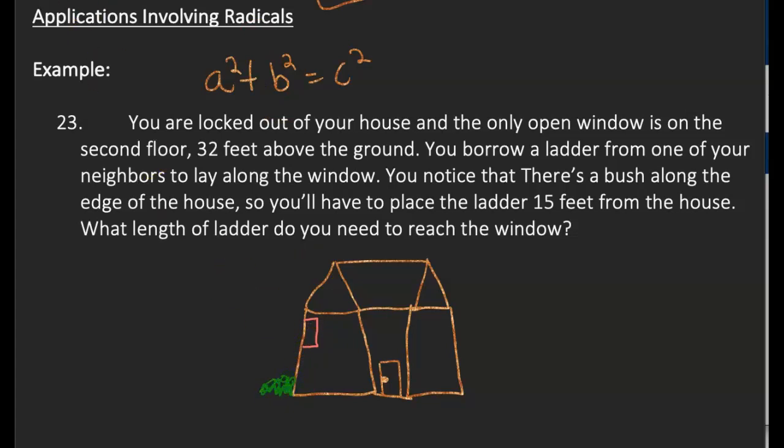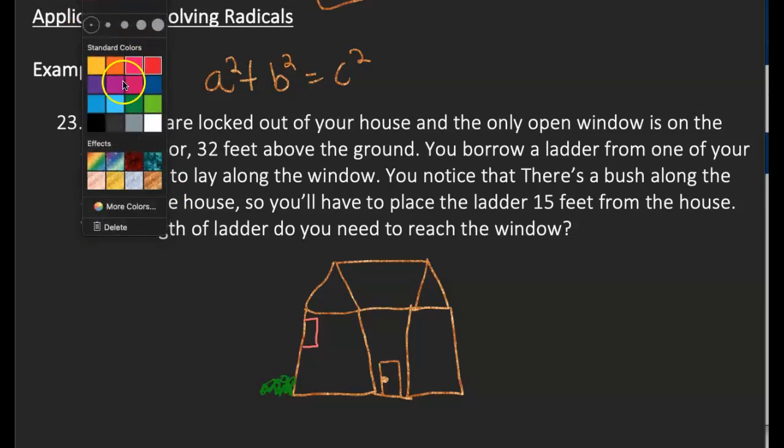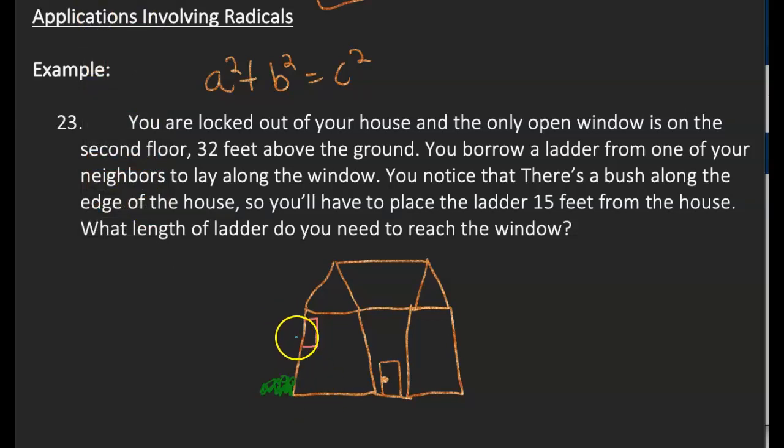So you have to take your fancy little ladder. Ladders are usually silver, but this time we'll use blue. You have to place it here, right? At this angle.